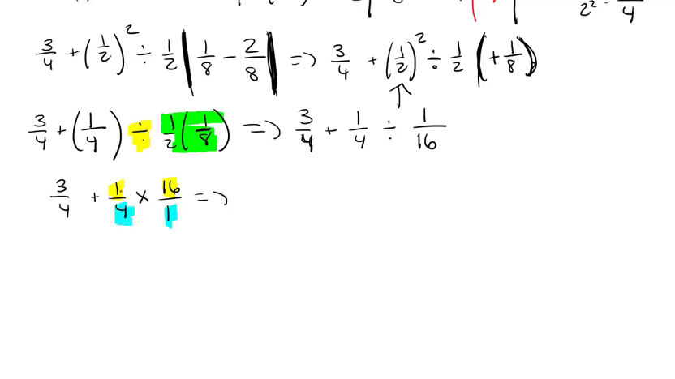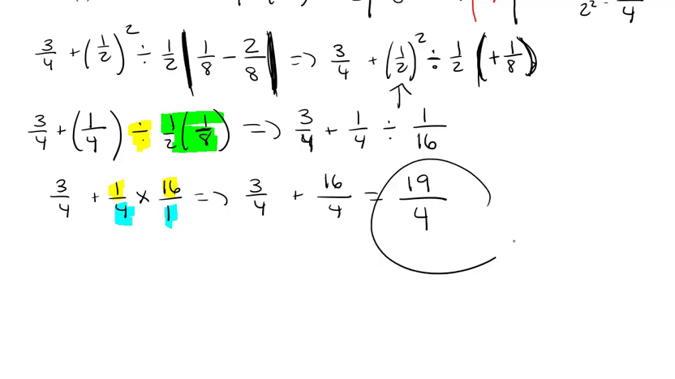So when we multiply, we deal with 1 times 16. So first let's write that. So 1 times 16 is 16. 4 times 1 is 4. Now we're going to go ahead and do our last step, which will be to add. So we just add 3 plus 16, which is equal to 19/4, as we're going to keep our denominator. And this would be our solution to this problem.